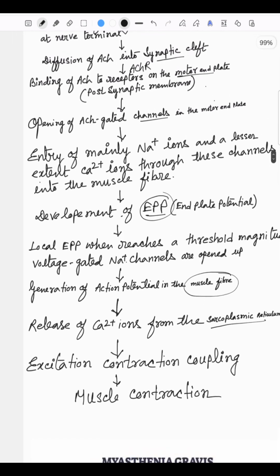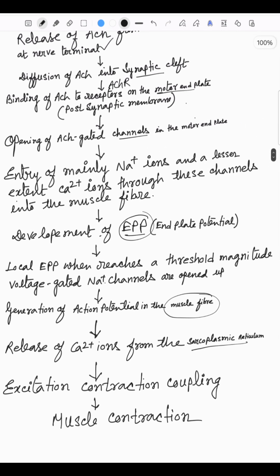Okay, in the next part of the video I will discuss the alteration of this normal physiology, and that can lead to a disease like myasthenia gravis that causes severe weakness in skeletal muscle.